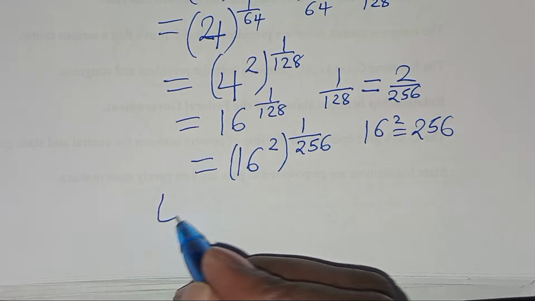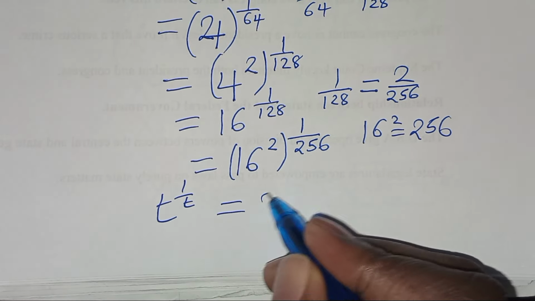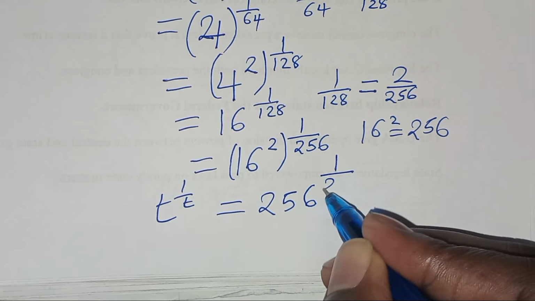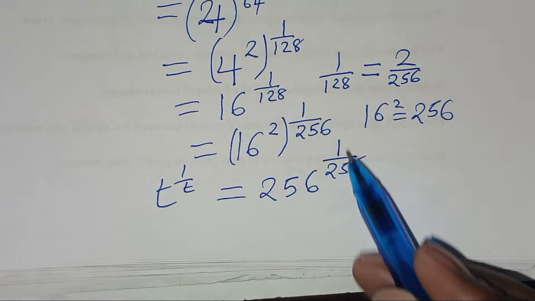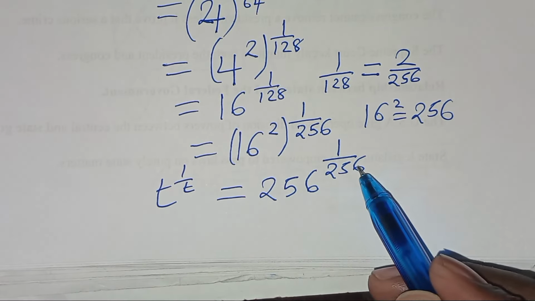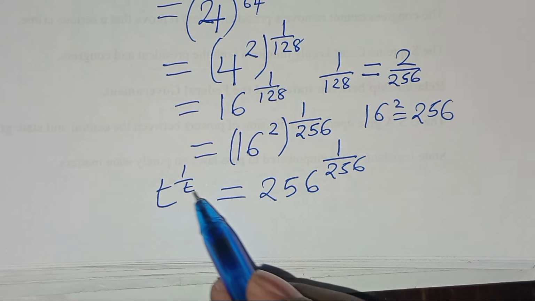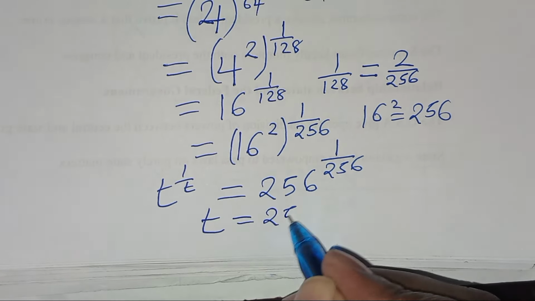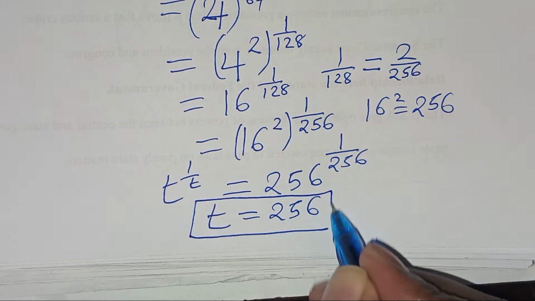So here we'll have t to power 1 over t equal to 256 raised to power 1 over 256. So the base here and the reciprocal of the exponent are equal. So we have 256 and 256 here, which is the same thing as t raised to power 1 over t. So that implies that t is equal to 256. So this is the value of t.